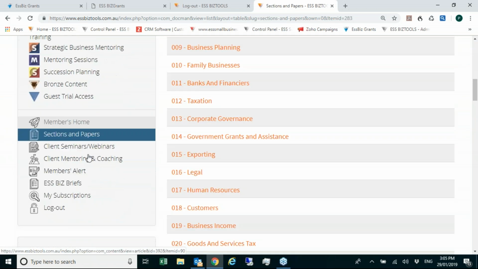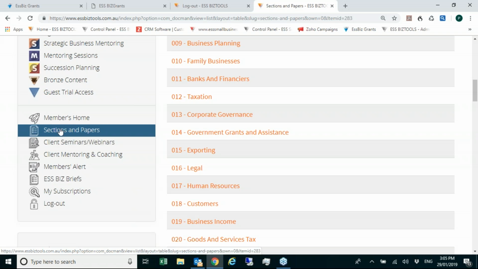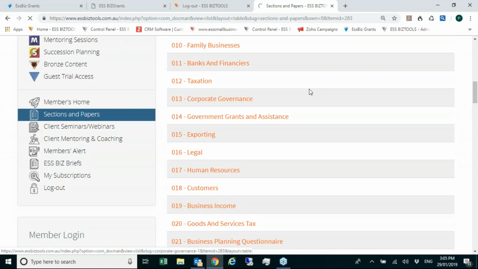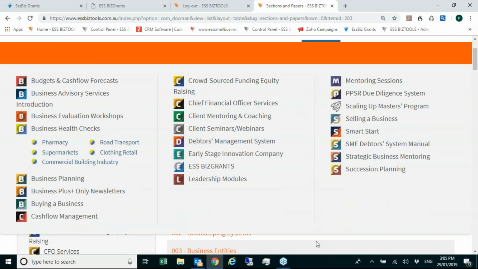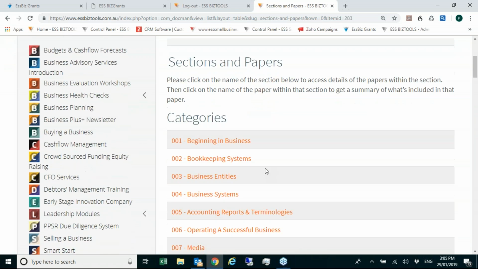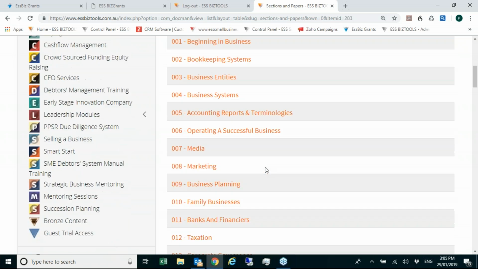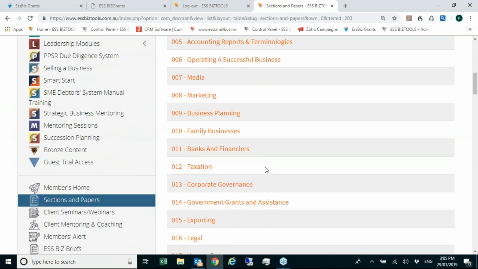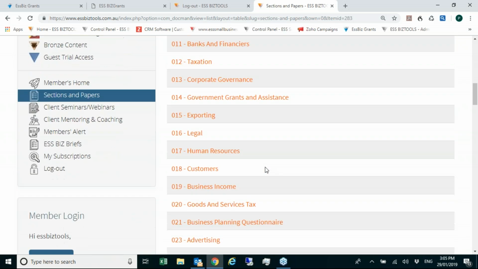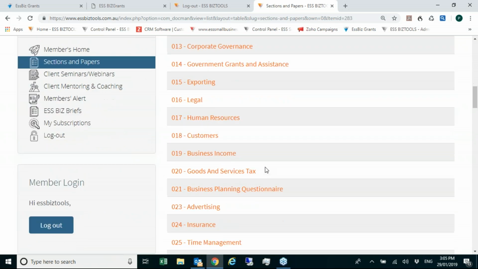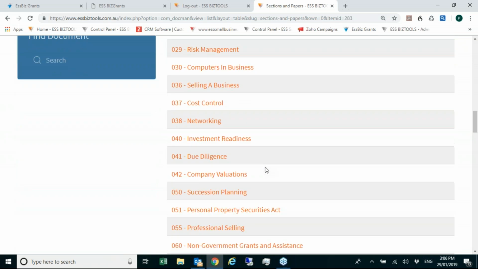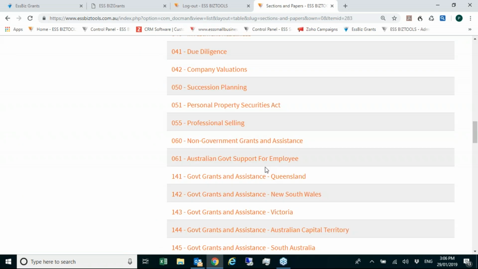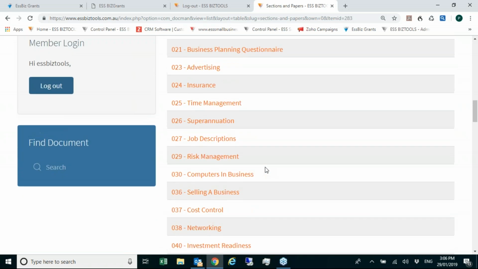Very quickly then, we have sections and papers in the system. These are the ones on the right-hand side here. There are 68 sections of articles. These are targeted at small businesses, medium-sized businesses. So the ones through to 499 we've reserved for these articles for businesses.